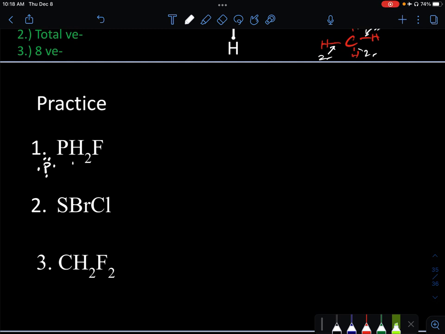All right, I've got 2 H's, 1 and 2, and I've got an F, 1, 2, 3, 4, 5, 6, 7. So in this case, this can form 3 bonds. This can form 1 bond. And this can also form 1 bond, all right? Because of that, I'm going to pick phosphorus and put that in the middle. So P goes in the middle.